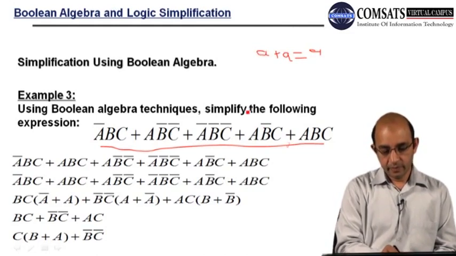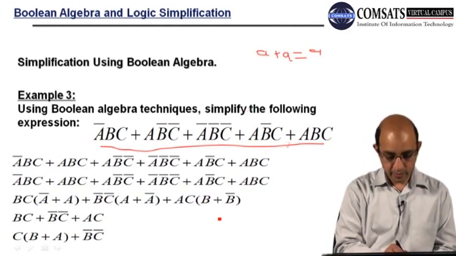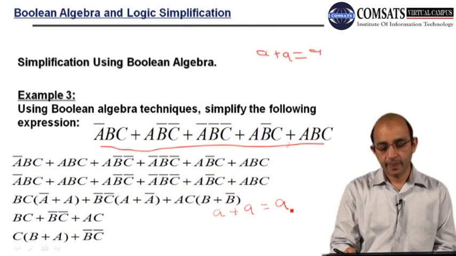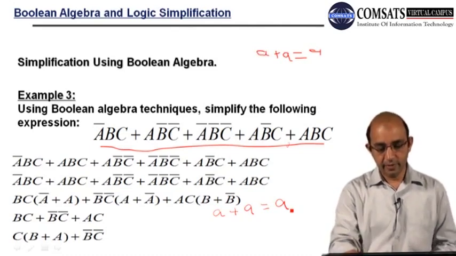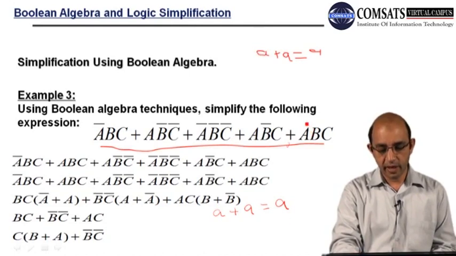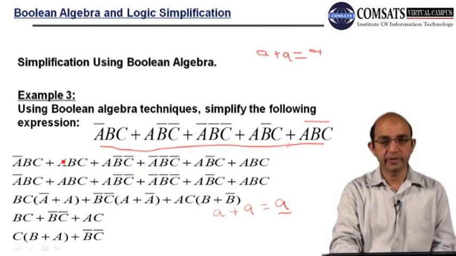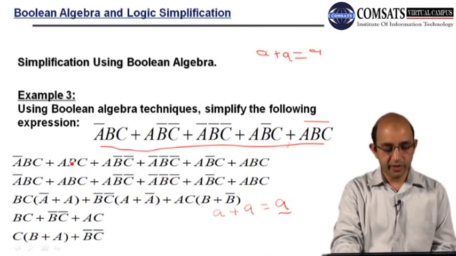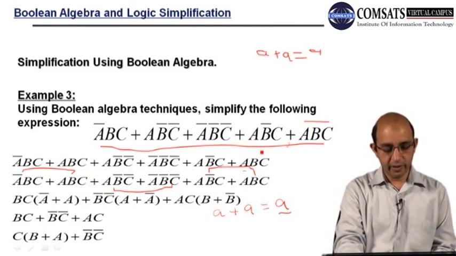So let me write, A plus A is equal to A, right? So I can suppose this is A, and I can add one more. These are equivalent. So here we have one ABC and we have another ABC. If you count, we now have 6 entities, so we can pair them. A bar BC is paired with this, and this is paired with this, and this is paired with this. So we have 3 pairs and now we can take common.